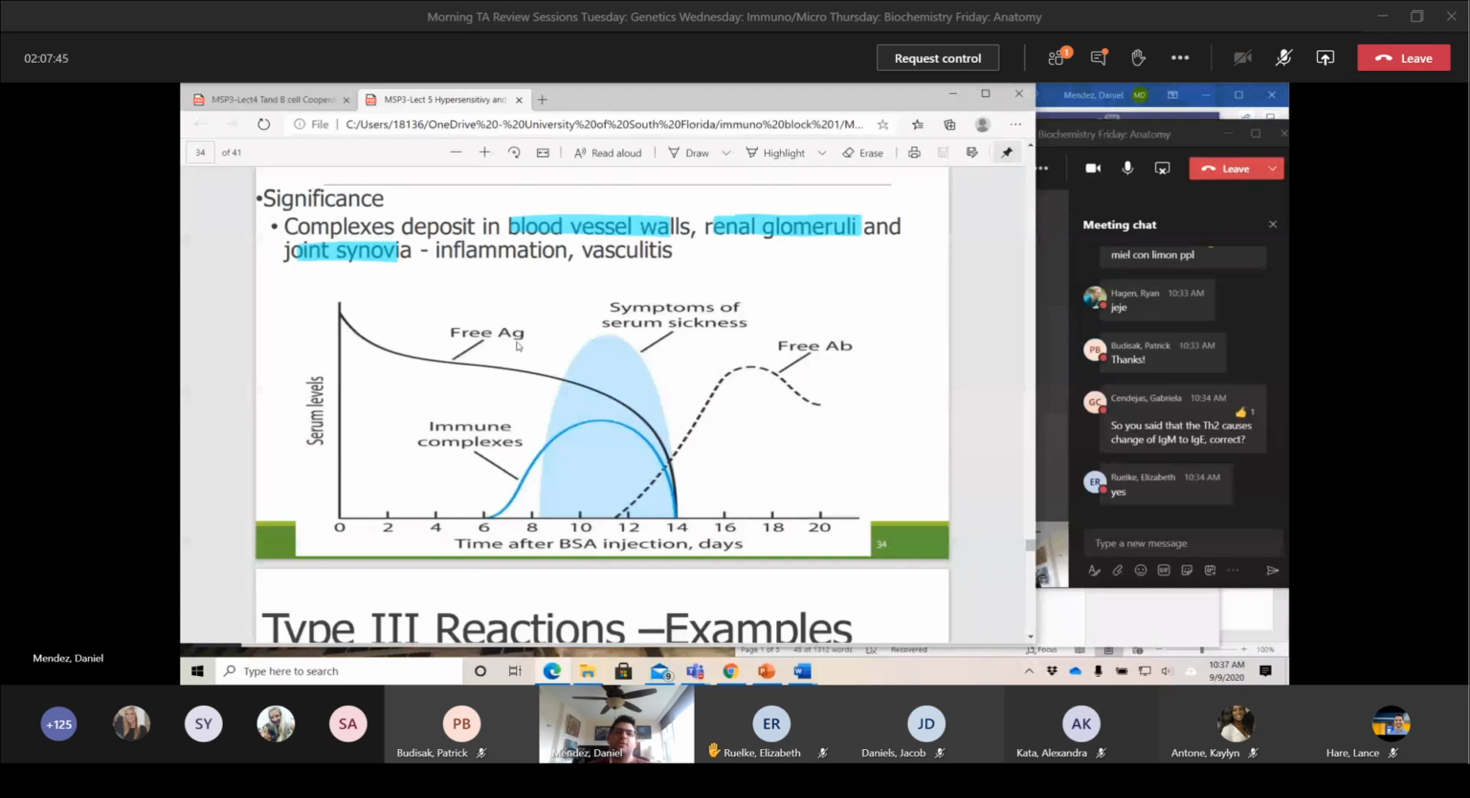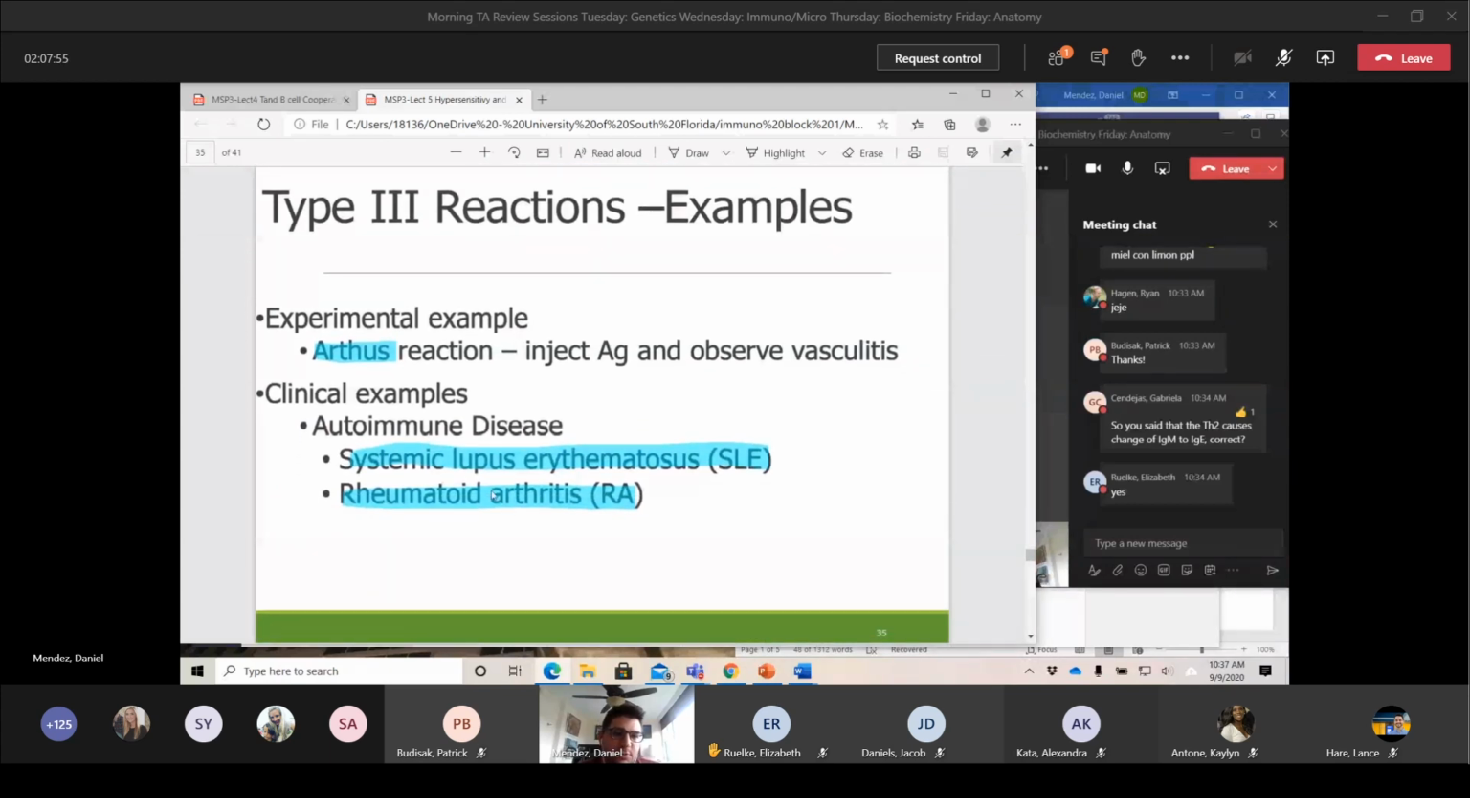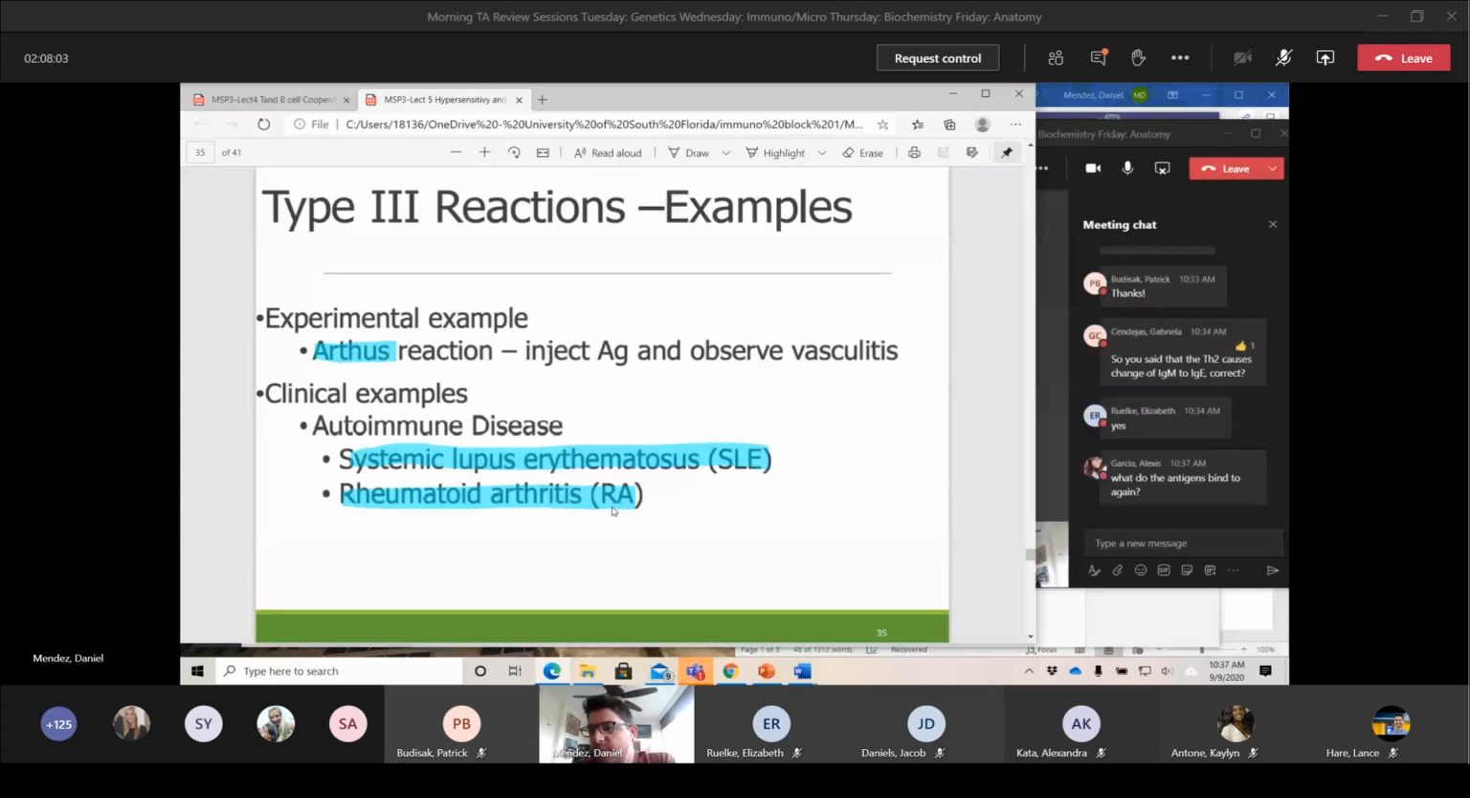That chronic inflammation will then break down certain things you have in that area, and it'll kind of destroy some of the tissue that you have there. And you see that in these diseases right here: rheumatoid arthritis, so in your joints, and then systemic lupus erythematosus. You're going to go into these in a lot more detail.